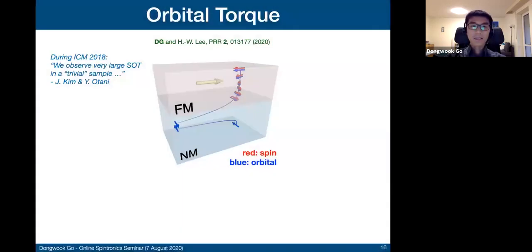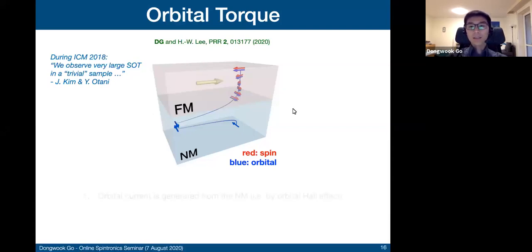So the idea actually started from the ICM meeting two years back. I discussed with Dr. Kim and Professor Otani in the meeting, and they told me that they observed very large spin-orbit torque in a supposedly trivial system. Trivial means that it didn't have any heavy elements like tungsten or platinum or any kind of spin-orbit source, but they still observed very large torque. Then I got an idea that it might be orbital, but I wasn't sure. But then I came up with the following mechanism.